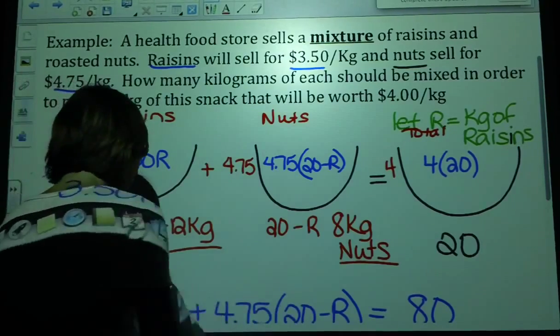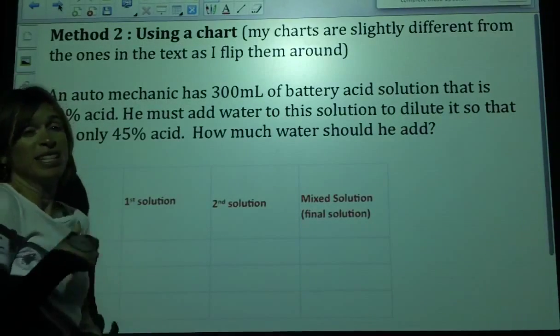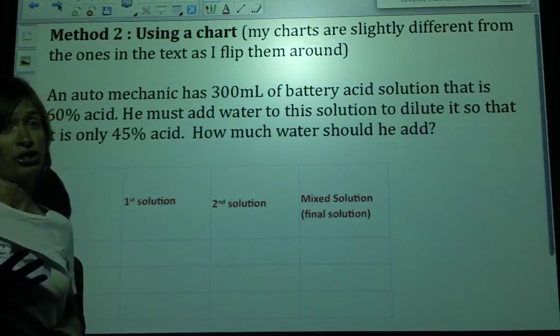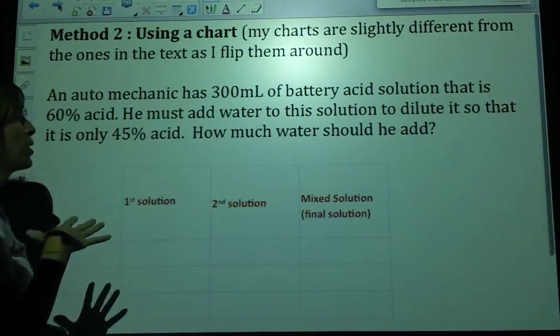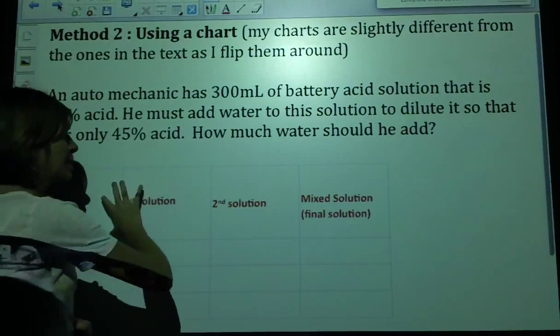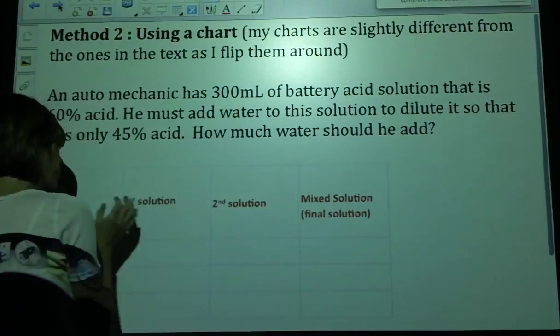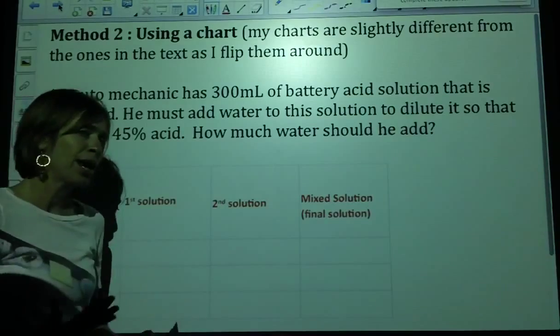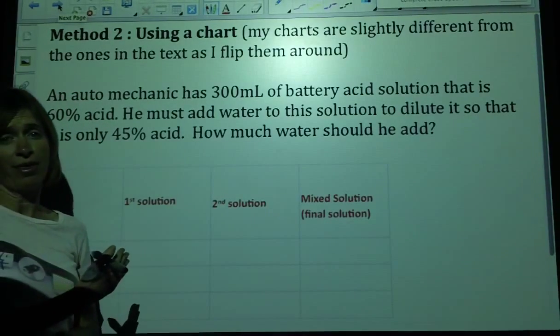All right, let's look at method 2. Method 2, same idea, but instead of using a picture, we're using a chart. My charts are actually slightly different from the ones in the text. I flip them around. I like it to have solution 1, solution 2, and mixed solution going across the top. They put this over here. I'm okay with any method you choose, but I'm going to be using one of these two methods.